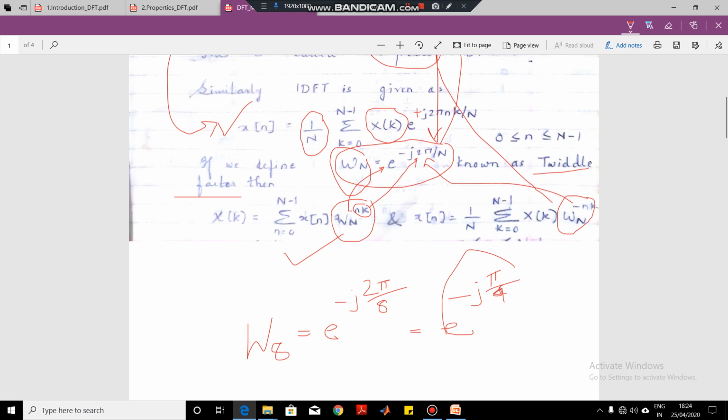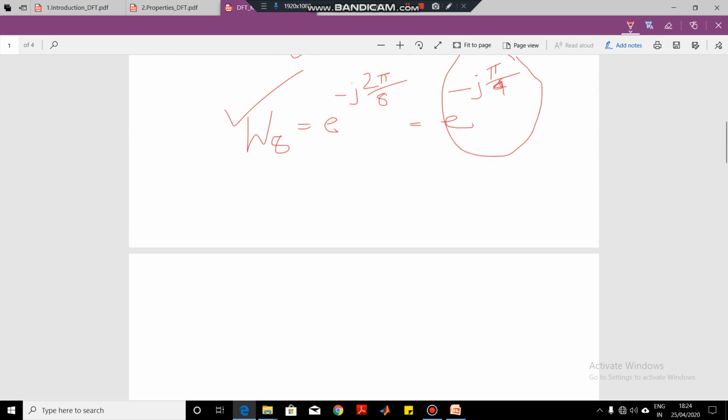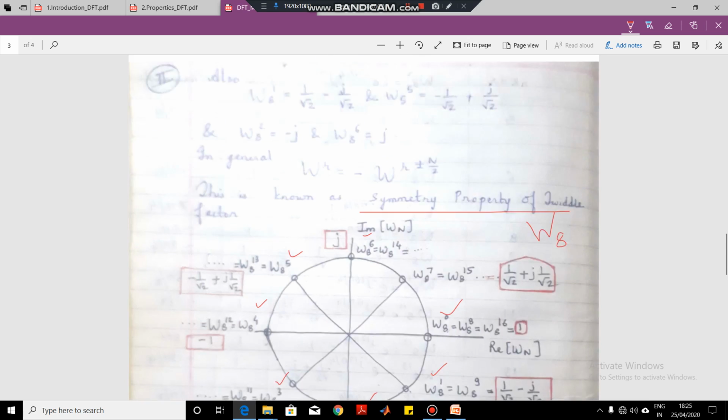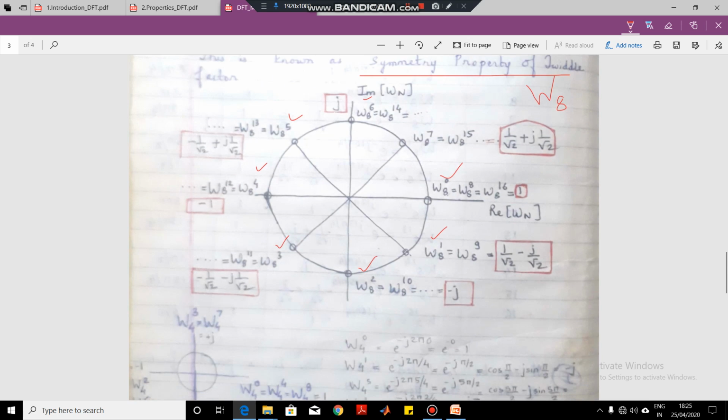Now I can apply Euler's formula: cos pi by 4 minus j sin pi by 4. So this will give me the value of W8. Similarly, you can go on computing the values. You can compute W8 0, then W8 1, W8 2, W8 3 and so on. If you compute W8 0, you will get the value as 1.